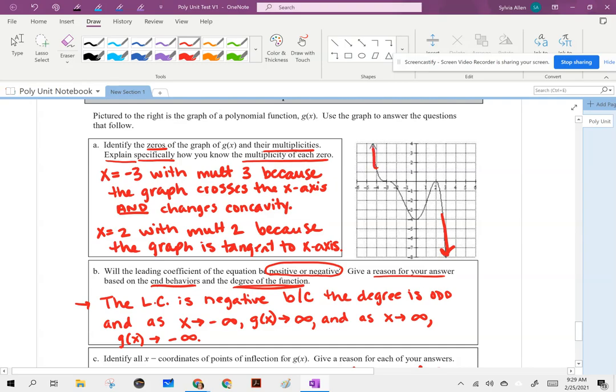It's opposite, right? So the degree is odd, and as x approaches negative infinity, in other words you're describing the end behavior on the left, g of x is approaching infinity. And as x approaches infinity, which is down here, g of x is approaching negative infinity. This is the proper notation to indicate falling. So we want to be able to utilize that mathematical language.